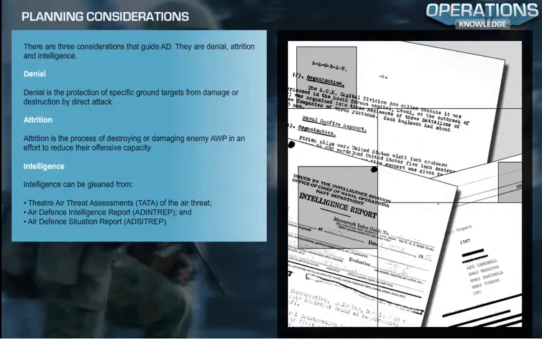Air defence is guided by three considerations: denial, attrition, and intelligence. The employment of AD weapons is generally based on the application of denial and/or attrition defence. Denial is the protection of specific ground targets from damage or destruction by direct attack. Attrition is the process of destroying or damaging enemy air weapon platforms in an effort to reduce their offensive capacity.